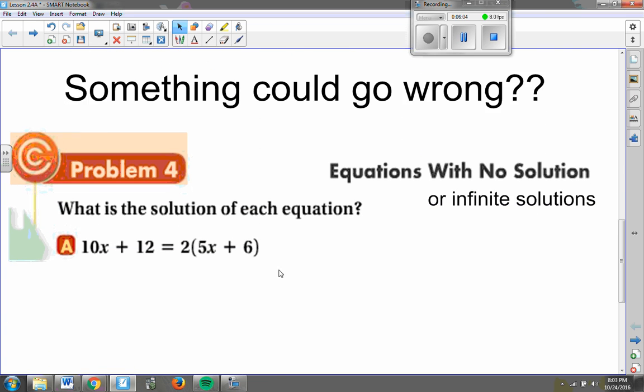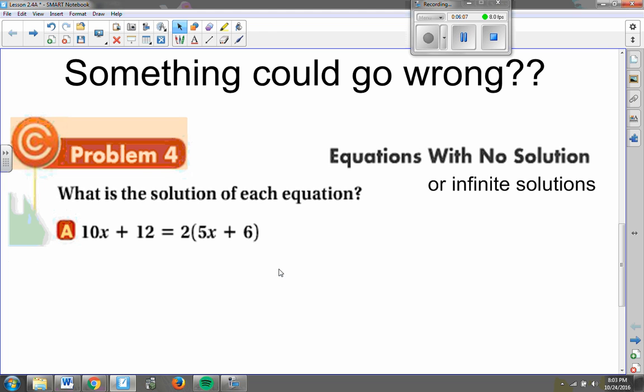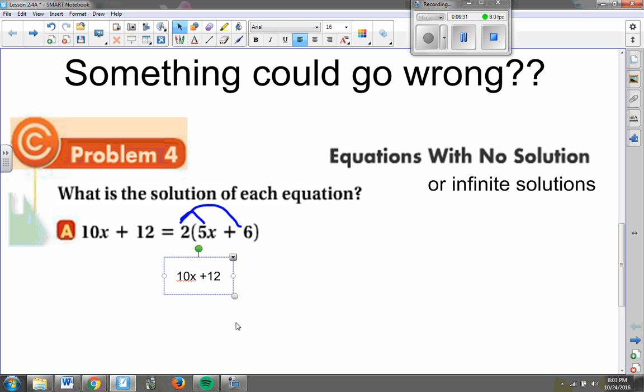And what could go wrong is all of our variables could actually disappear. So let's look together at this example here where I have 10x plus 12 equals 2 times (5x plus 6) in parentheses. Again, this is just like up above where I have parentheses with a number in front, so I'm going to distribute that to both of the pieces inside where I multiply, multiply, multiply. 2 times 5x is going to give me 10x. 2 times the plus 6 gives me plus 12. 2 times 6 is 12. Okay?